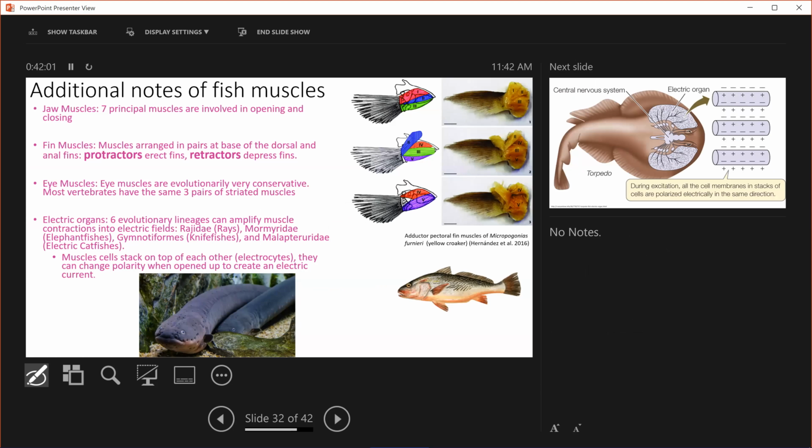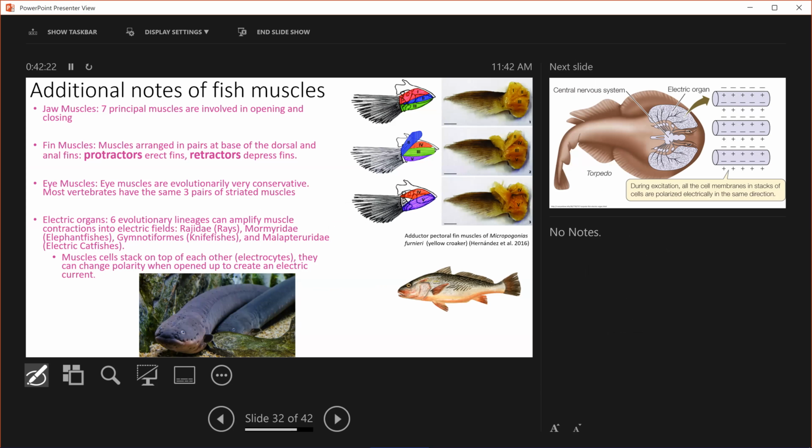All right, let's see, additional notes on fish muscles. What do I have here? Seven principal muscles. You don't need to know that, but the point is they have a lot of muscles in the head for opening and closing it. And you can imagine why, because I just told you how complicated that head structure and the jaw structure is.